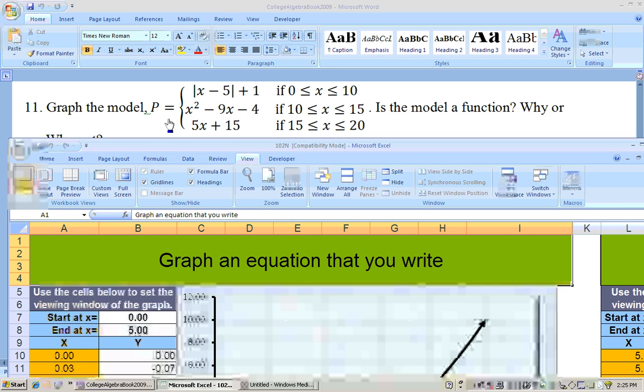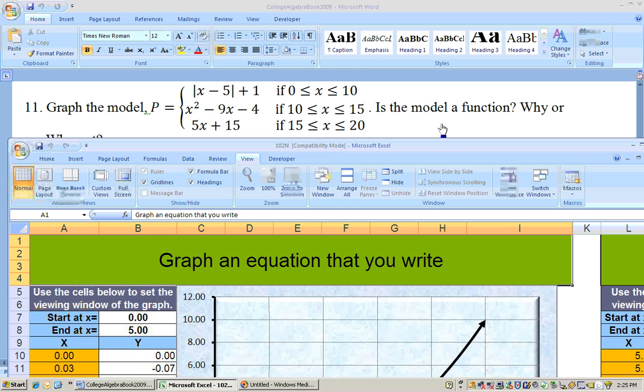Okay, problem 11 says graph the model right here, and is the model a function, why or why not? Well, again, we only really need to check the endpoints. If we plug 10 in here, well, 10 minus 5 is 5. Absolute value of 5 is 5, plus 1 is 6. So I get 6 here. If I plug 10 in here, that would be 100 minus 90, which is 10, and 10 minus 4 is 6. So I get the same thing on this one. Now, how about this one?